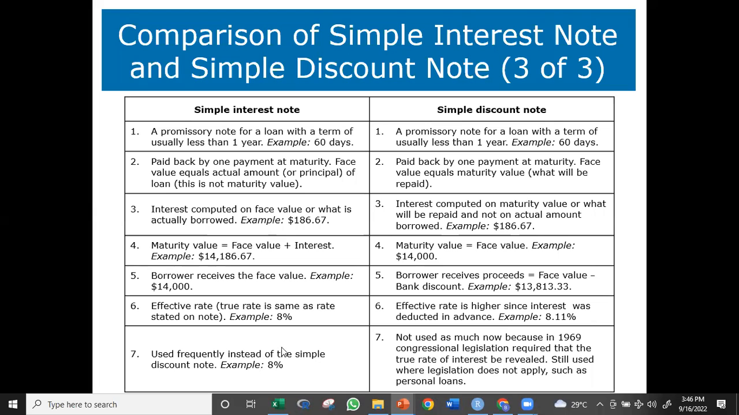8.11. All right. And then simple interest, it's used frequently instead of the simple discount note. Not used so much, no? Although in the Philippines, ina-allow naman, no? But it's not used so much.